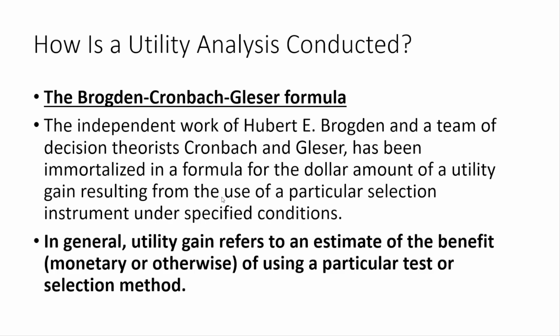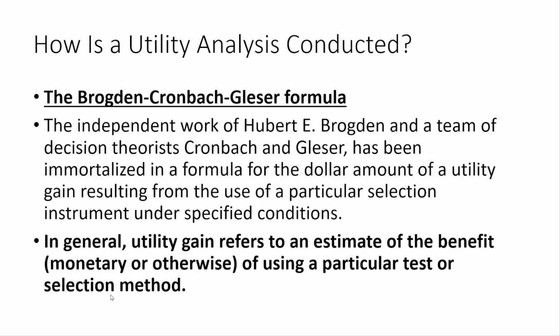So, what is the Brogden-Cronbach-Gleser formula? This is the independent work of Hubert Brogden and a team of decision theorists Cronbach and Gleser, which has been immortalized in a formula for the dollar amount of utility gain resulting from the use of a particular selection input.